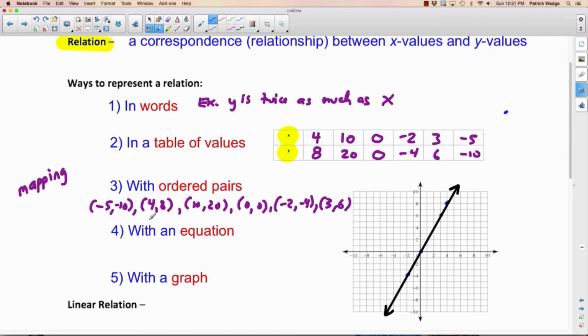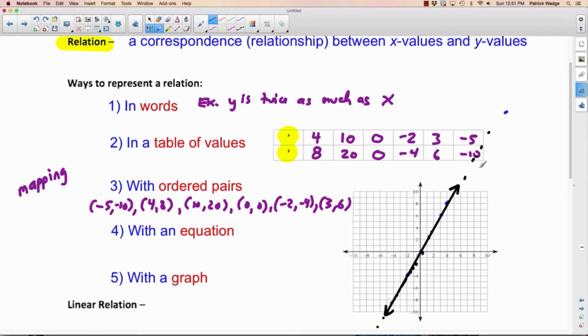We picked a bunch of points here, right? 1, 2, 3, 4, 5, 6. But if we look back at this relation in words, I could have picked a whole bunch of other points too. I could have picked x is 100 and y is 200. I could have put x is 1,000 and y is 2,000. So this is why I draw a straight line, because on this straight line there's an infinite number of points, going up forever and down this way forever.